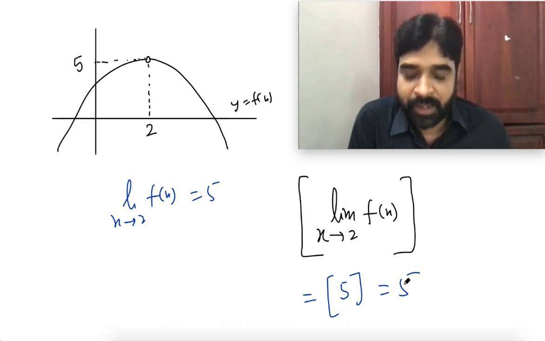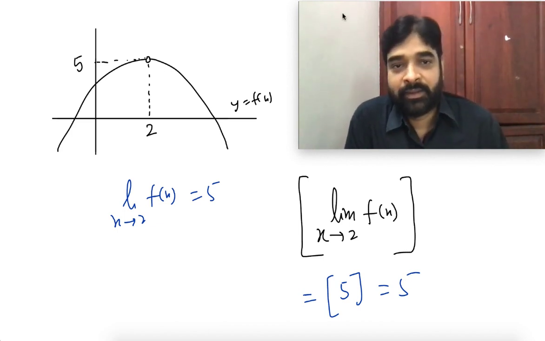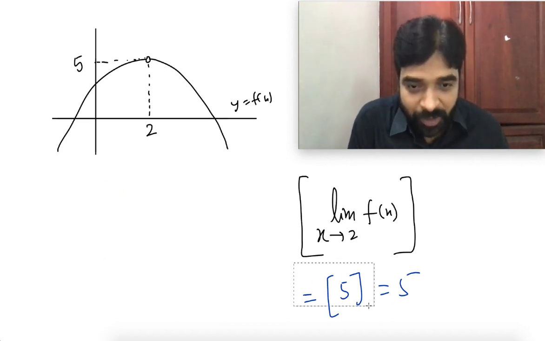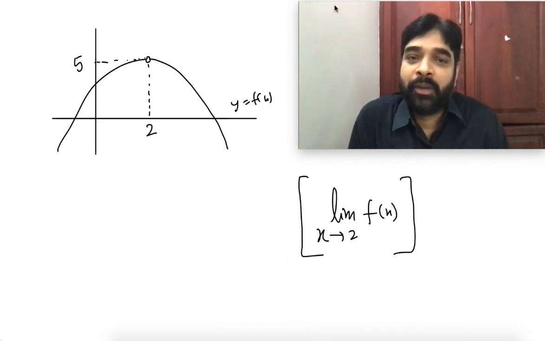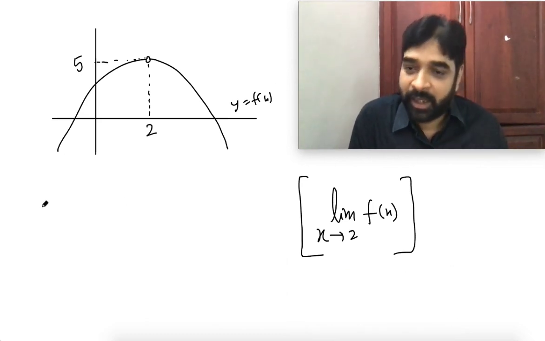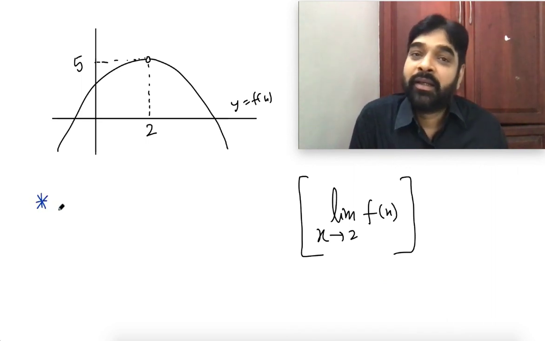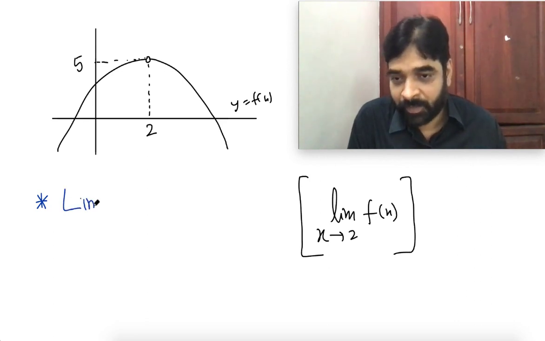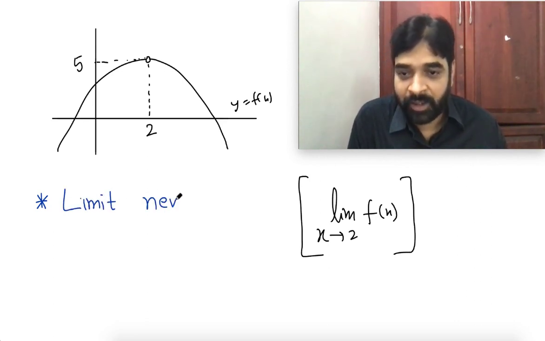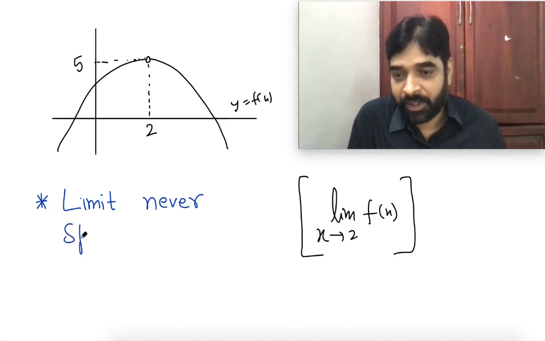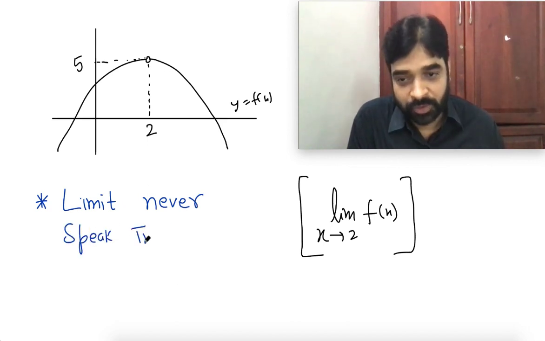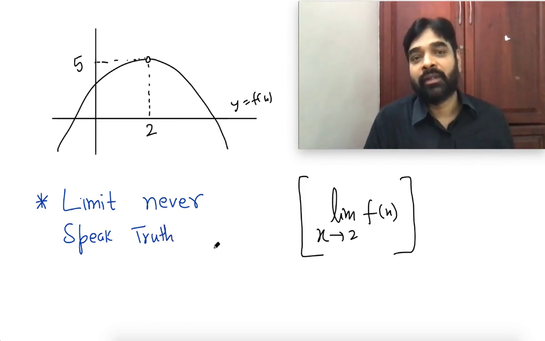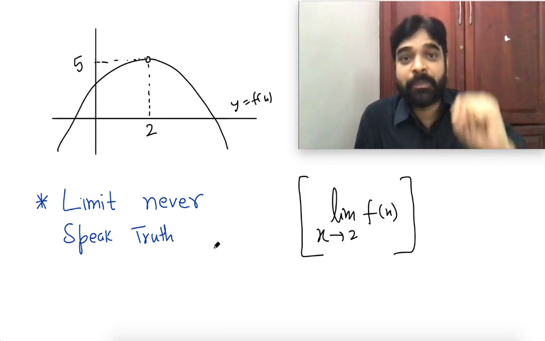Problem is there. Yes, problem is there. And this is the beauty of the limit. If you understood this concept, what I'm going to tell you, means you understood the limit. Write it as a note and remember it your whole life. It's very important. Limit. Write down: never speak truth. Yes, it's a very important point. Limit, never speak truth.